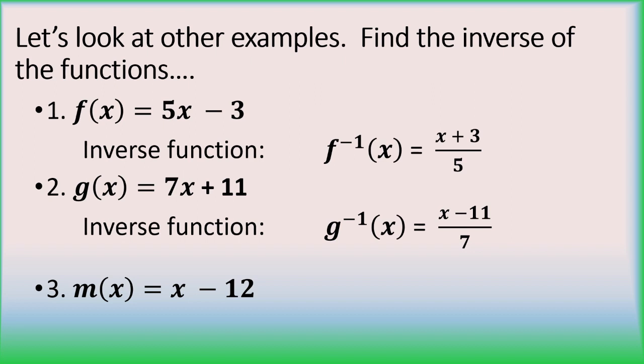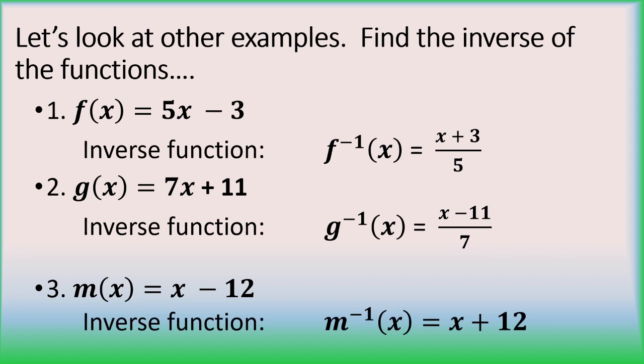And here's the third example. m of x is equal to x minus 12. So this is our last operation, negative 12. So to x we will add 12. Okay, so we have x plus 12 there. And then this one is 1 times x. Therefore, we have to divide the whole thing by 1, which we no longer write. Therefore, we have the inverse of m of x is equal to x plus 12. We don't write the all over 1 here anymore, so we only have x plus 12.